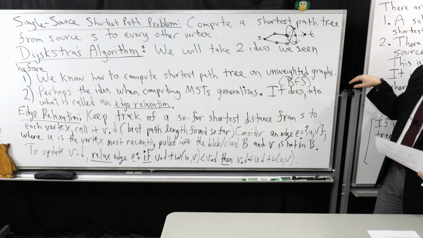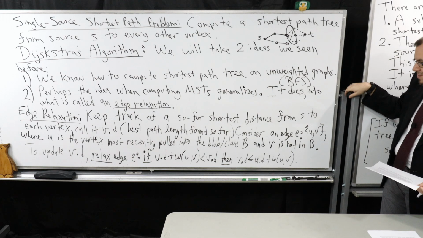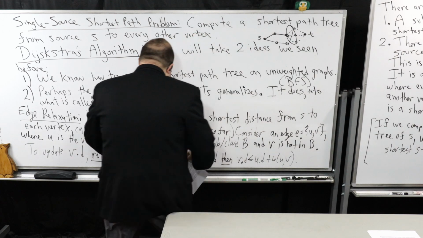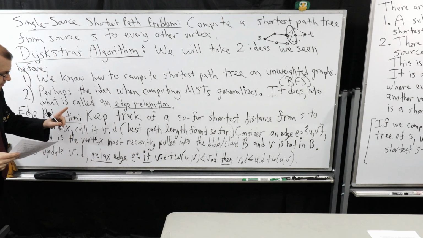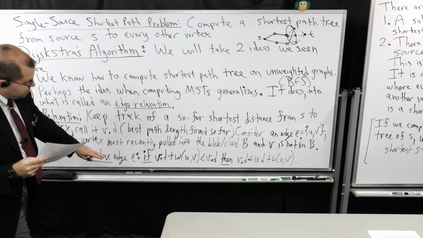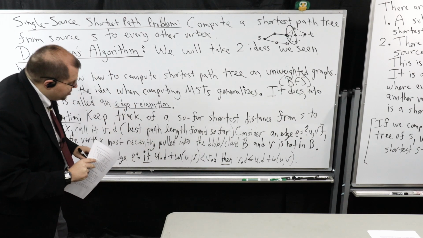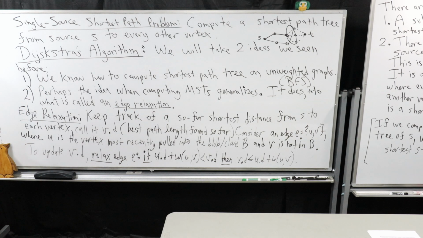Yes, this is in fact a v right there. So v.d, sorry, that's u. My apologies, this is in fact a u. u.d plus the weight of edge E is less than v.d, then you update v.d to be u.d plus the weight of edge E. Does that clarify that?